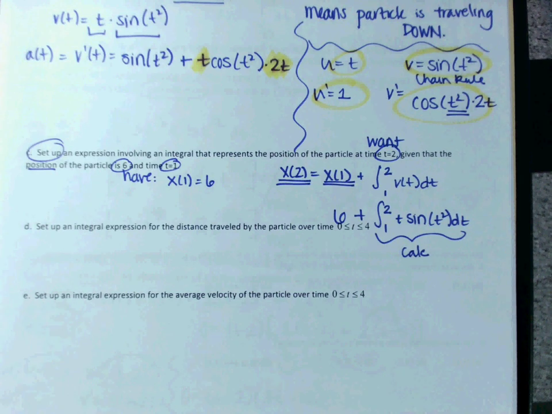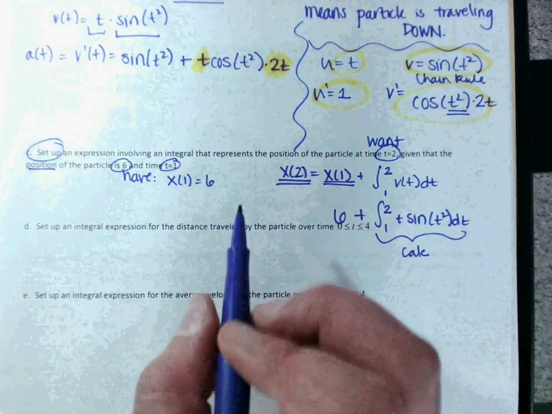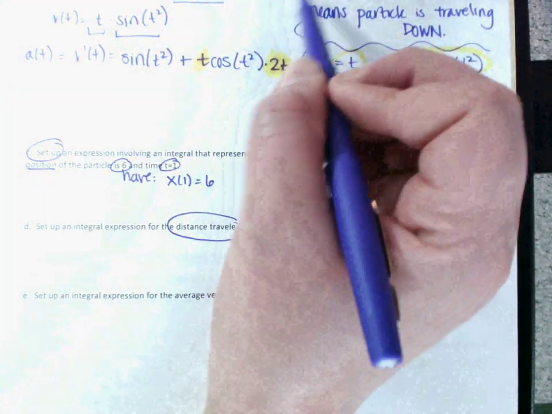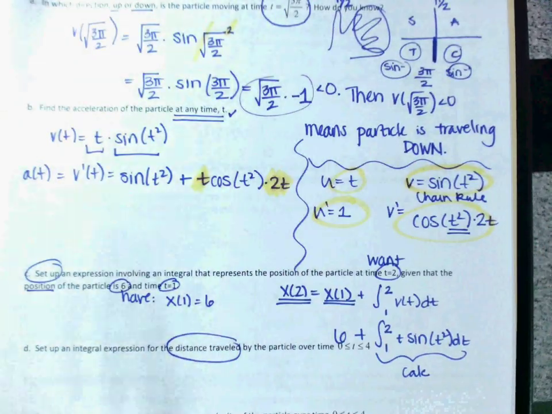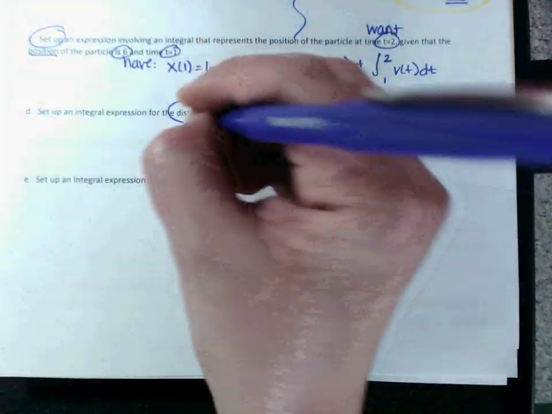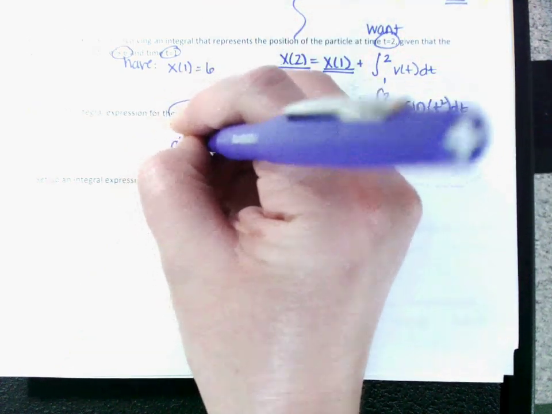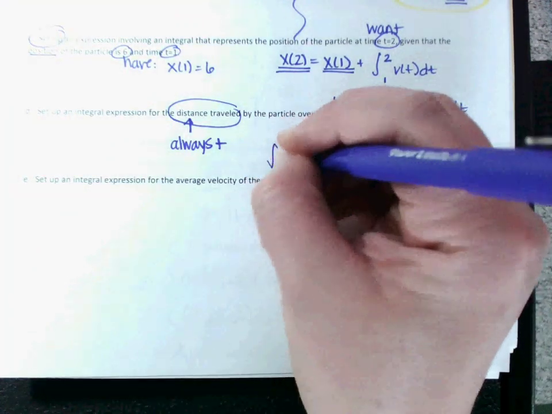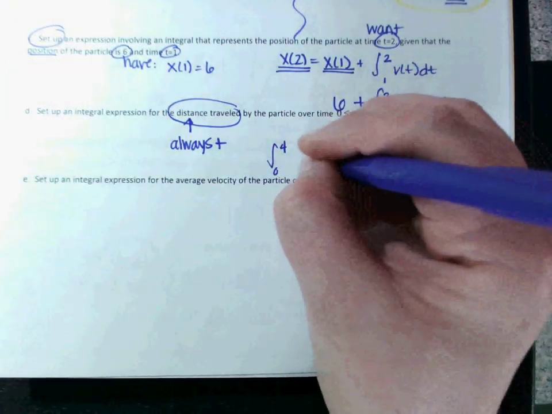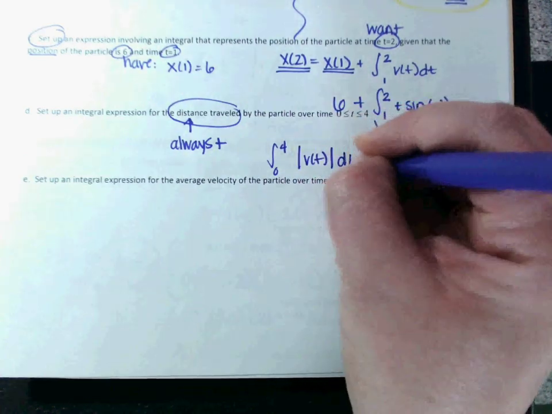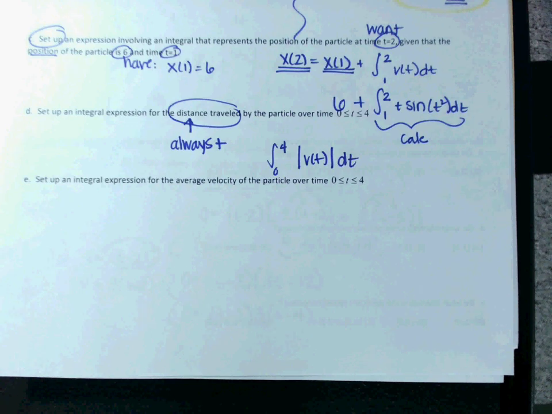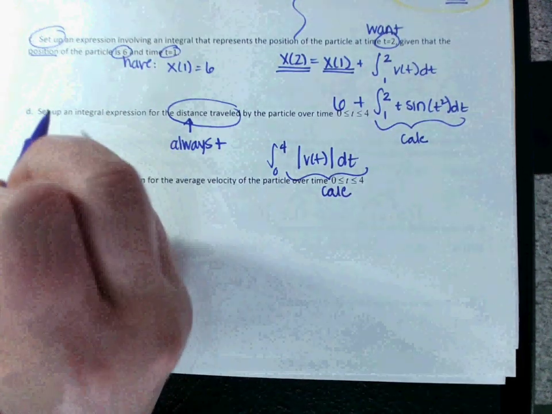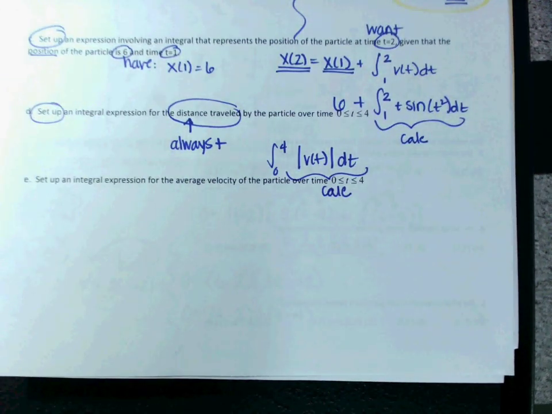Okay, part D, set up an integral expression for the distance traveled by the particle over 0 to 4. Now, what you should realize from part A is that there are sections of this graph where the value came out to be negative. But remember that distance has to be positive. So the way that we find distance traveled is you're still going to integrate from 0 to 4, but you have to take your v of t and put it into absolute value bars. Then you could easily do that in the calculator as well, but notice that it says set it up because this was a no calculator question.